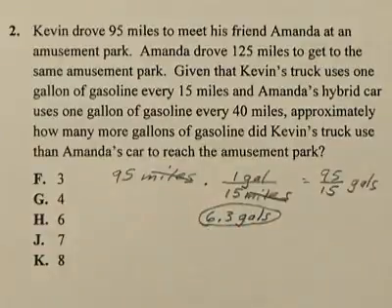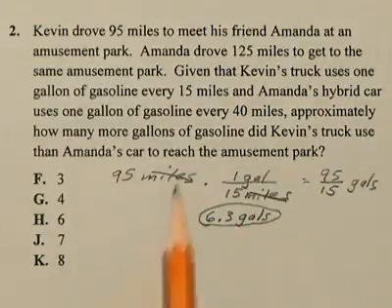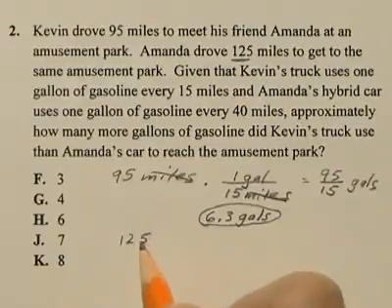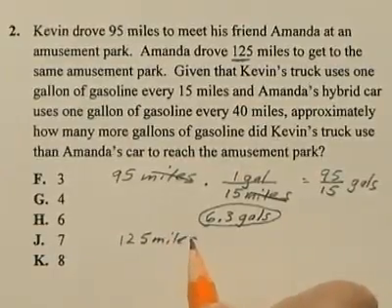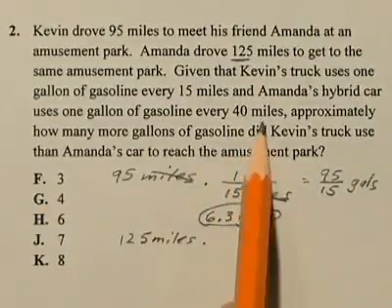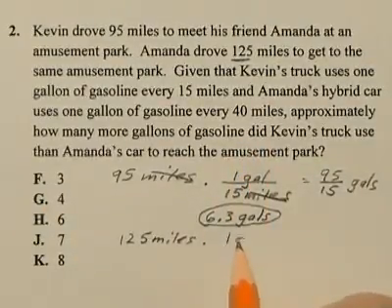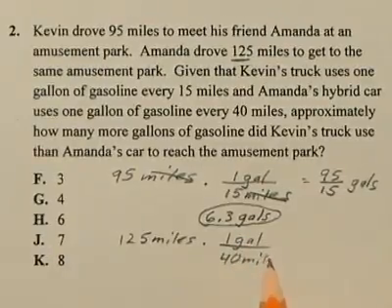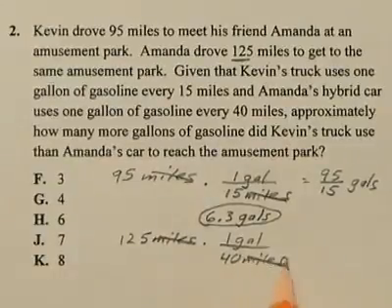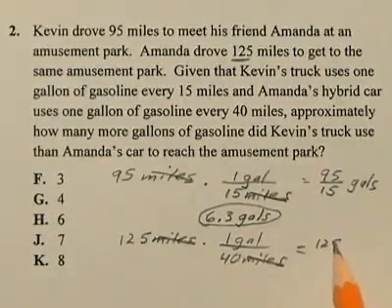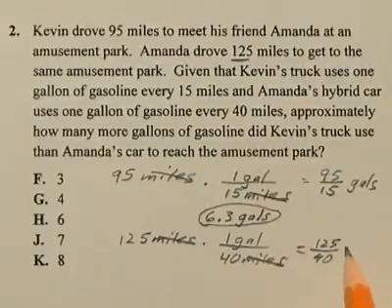Okay? And now let's do the same for Amanda. Amanda drove 125 miles. So I'm going to write 125 miles times, and her car for every 1 gallon can go 40 miles. So 1 gallon for 40 miles. And I will multiply, and you'll see that the miles will cancel out again and have an answer left in gallons. So 125 over 40 gallons.